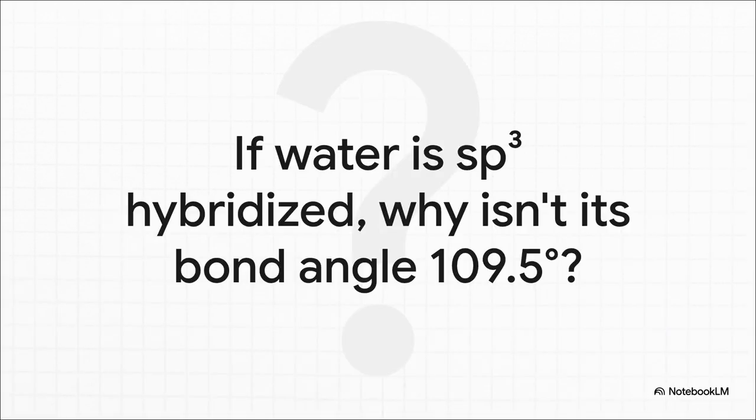So this is it. This is the heart of the problem. If you took a chemistry class, you probably heard the term sp3 hybridization, and you were told that leads to a perfect tetrahedral angle, 109.5 degrees. But that's not what we actually see with water. So what's going on? Where does that textbook model kind of fall apart?